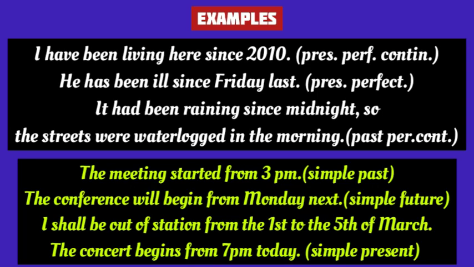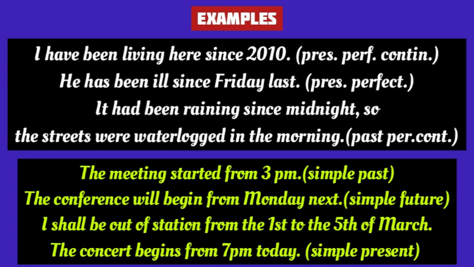Now here are some examples of prepositions of time since and from on your screen. I have been living here since 2010. This sentence has present perfect continuous tense. In this sentence, the preposition of time since indicates the point of time, that is 2010, when I started living here. Then in the sentence, he has been ill since Friday last, we have present perfect tense. So since is used here to denote the starting point of time of his illness. The use of since here indicates that his illness began on Friday last.